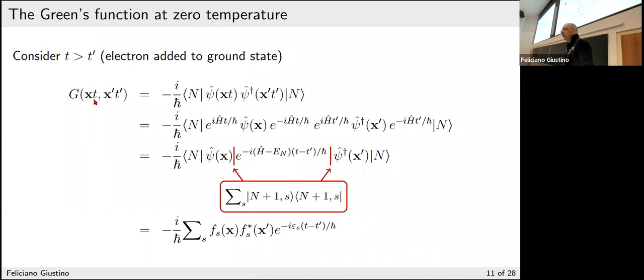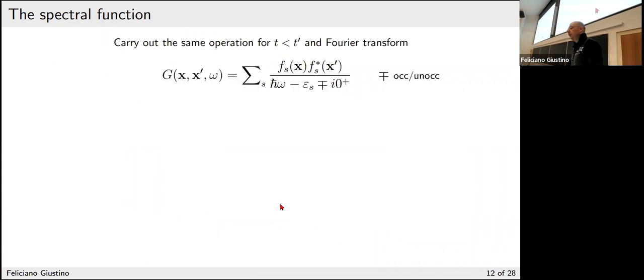So you change the Green's function into something that depends on t and t' into something that depends on a frequency, all right? So by doing a Fourier transform in practice, what you obtain is something that depends on space, x and x', and also frequency. And that will be a sum of terms where you have the Dyson orbital in the numerator and the frequency minus the excitation energy in the denominator, all right? So this is one of the most important results about Green's functions.